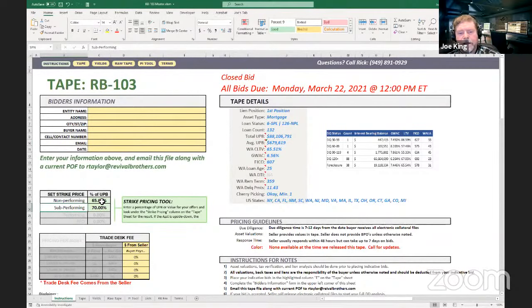So if I want to come in and make an offer, or start my offer at a specific rate, in this case the non-performing starts at 65% of UPB, I can do that. Same thing with the sub-performing. And if we had performing or REO, I can put that in there as well, but we don't in this case. We only have non-performing and sub-performing.